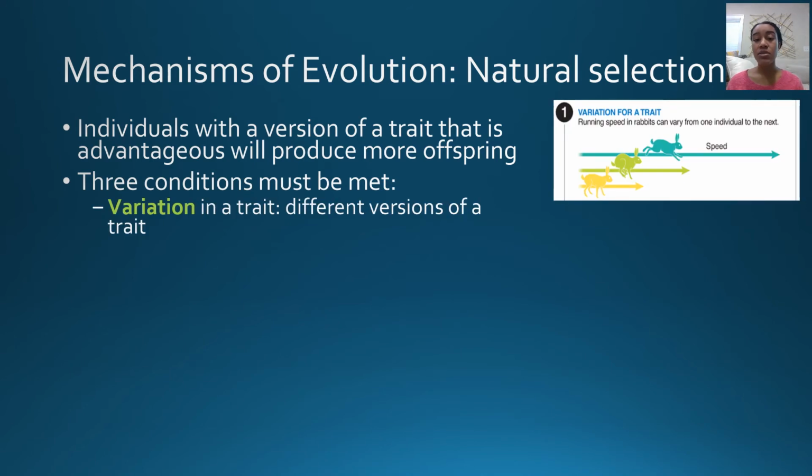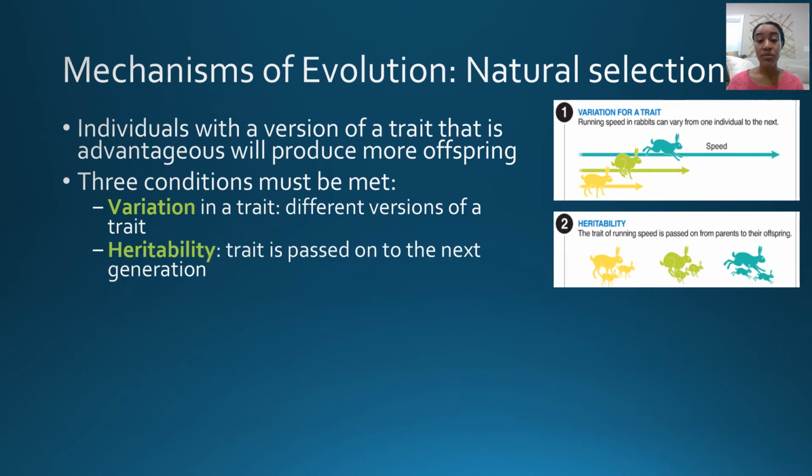First is that there must be variation within a trait. So if you look at the image to the right, we have 3 types of bunnies. We've got bunnies that have a trait that allows them to be faster, bunnies that have a trait that makes them kind of slower, and bunnies that have the version of the trait that gives them medium speed, right? So in this case, there are 3 versions of the trait: fast, medium speed, and slow.